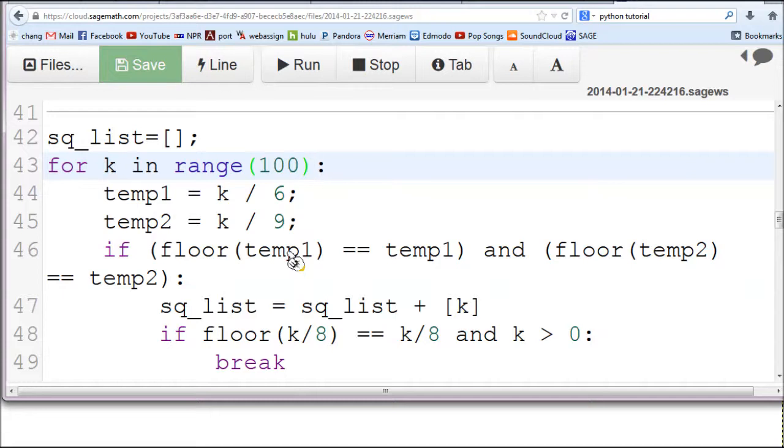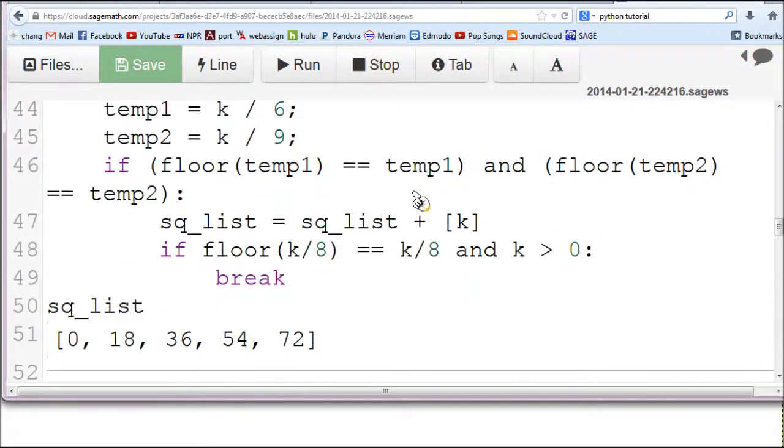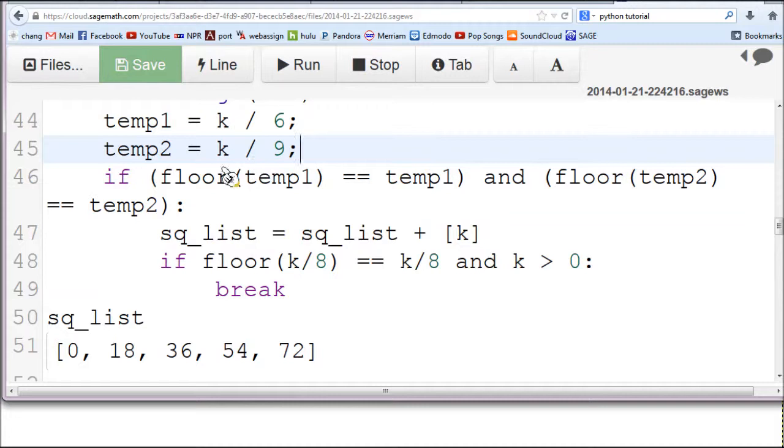And we compute this quotient, temp1. And the only difference is that here we're going to use and. Both, this number k is divisible by 6 and 9. Okay, and if so, we store it in there. And I'm adding one more list here. It's just to introduce what this break does.